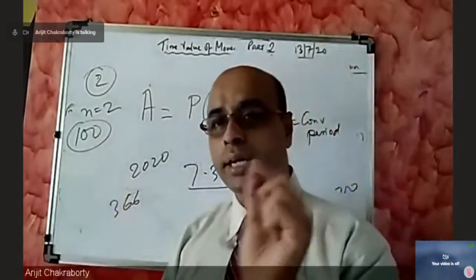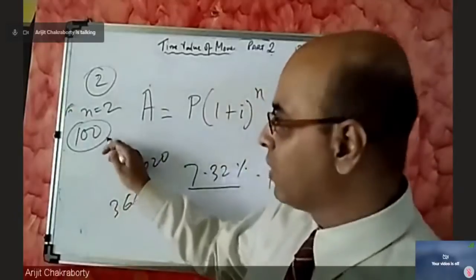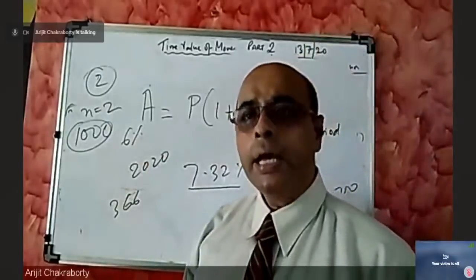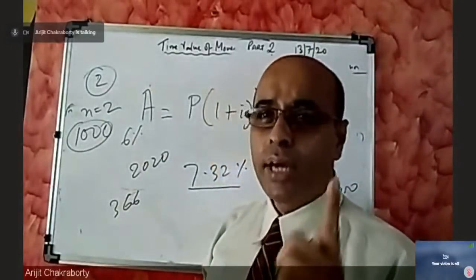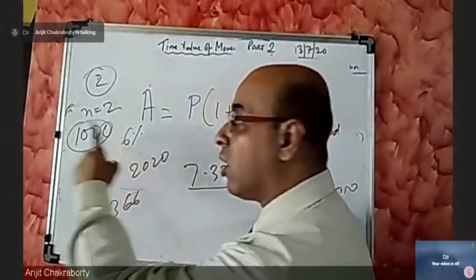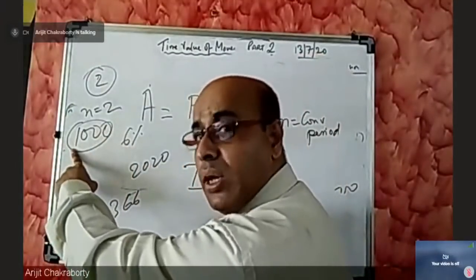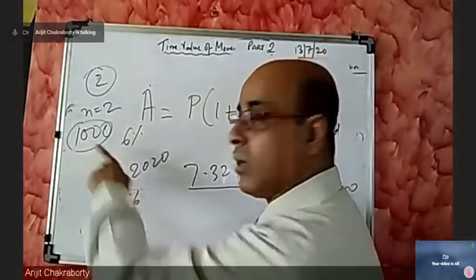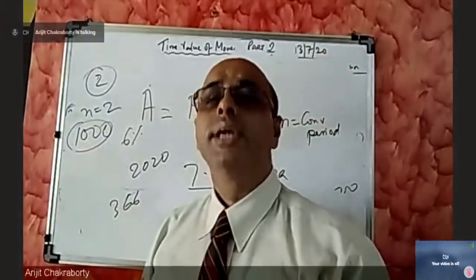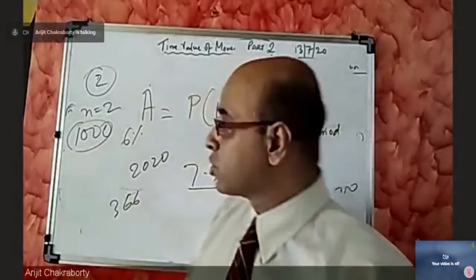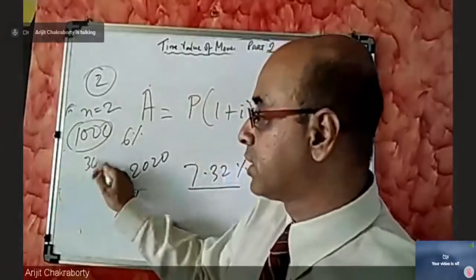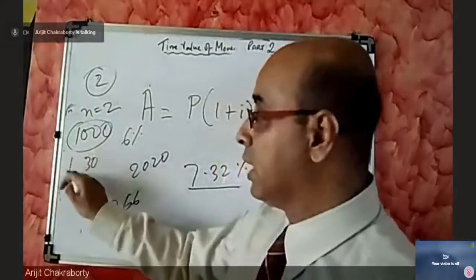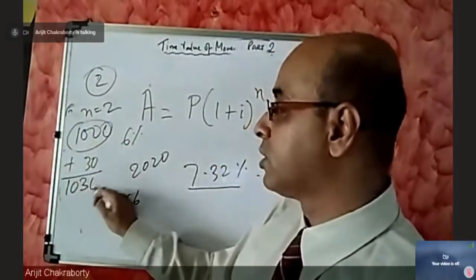Say I am putting 100 rupees in a bank, or let's take 1000 rupees. Interest rate is 6%. In the first 6 months, how much will I earn? 6% of 1000, but this is for the full year, so divided by 2. 6% of 1000 is 60. Divide by 2, you get 30. So my interest in the first 6 months is 30. But this 30 is now added to the principal. So the new principal becomes 1030.